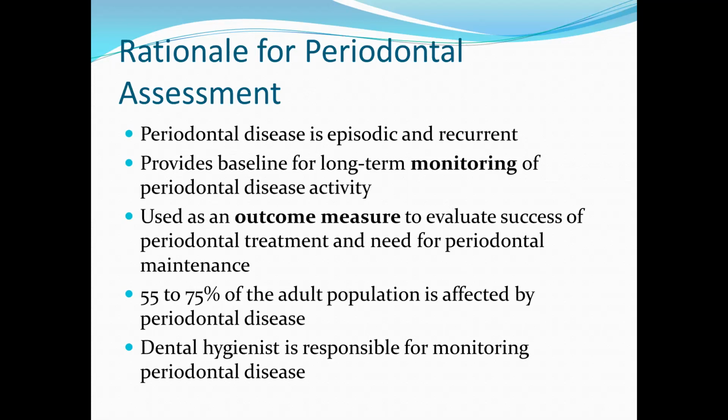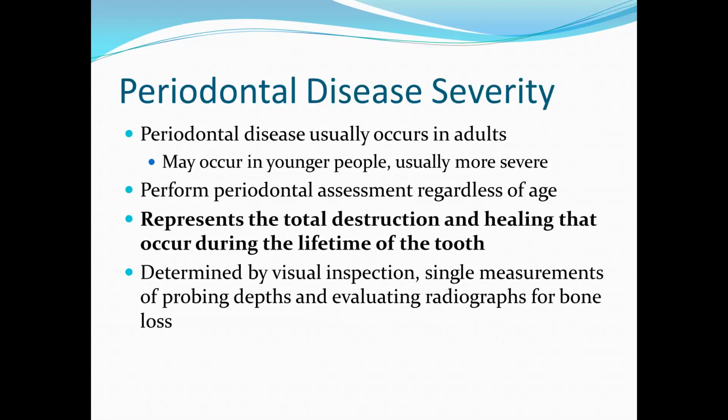But 50 to 75% of the adult population is affected by some sort of periodontal disease, and that includes gingivitis. So we are responsible really for monitoring periodontal disease, and hygienists that are sued or get in trouble, it's usually for lack of diagnosing as well as informing the dentist and the patient of the periodontal status. That's what we get in trouble for more than anything. So periodontal disease usually occurs in adults. We can see it in younger people for the aggressive forms. So it's important that we do some sort of assessment on everybody, right?